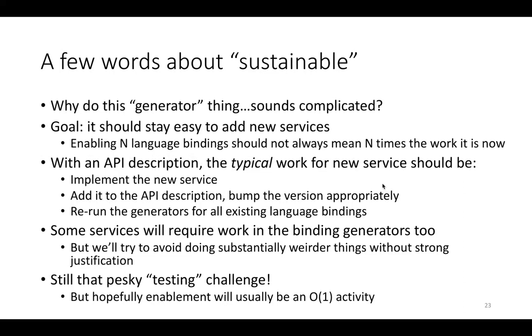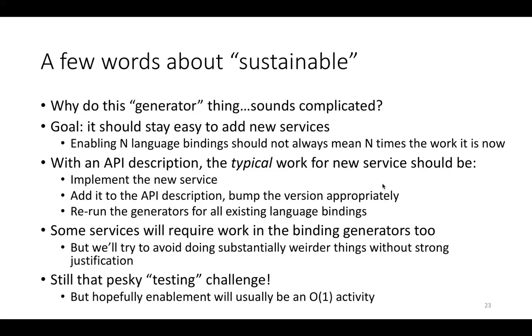I kind of gave a foreshadowing of this particular issue here. The sustainability thing I think is very important. Otherwise, it will become untenable to manage many different language bindings. I want it to stay easy to add new services in JitBuilder. I want JitBuilder to stay easy to work with. And I think the API description is the way to make that work, so that you only have to add the code in two places.